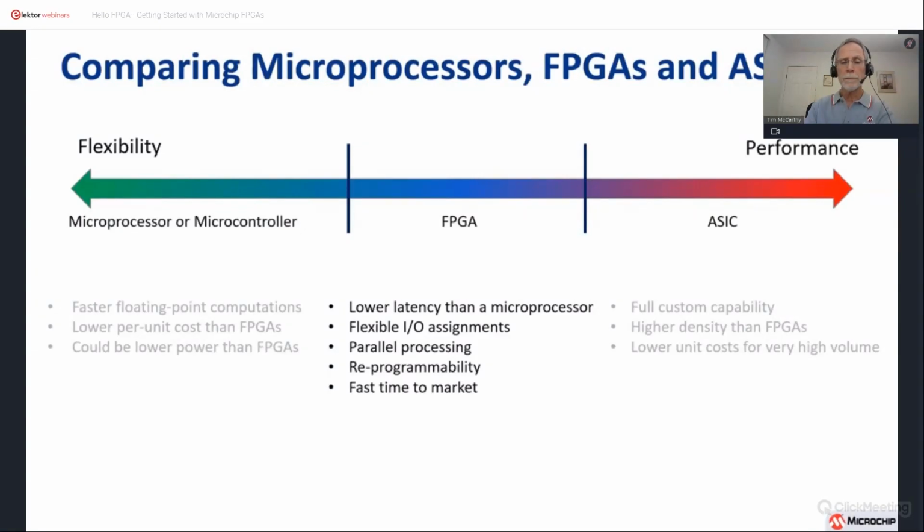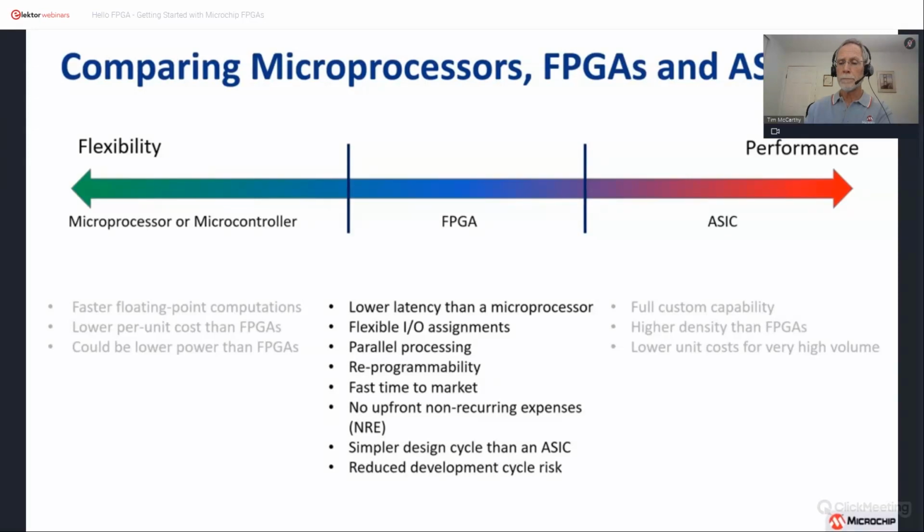Compared to an ASIC, FPGAs offer faster time to market because the devices can be configured in the lab and modified as needed. Implementation times can be as short as a few days. FPGAs don't require any upfront non-recurring expenses like there are with an ASIC development. FPGAs have a simpler design cycle than ASICs. There's no complex floor planning or clock tree planning. And FPGAs have reduced development cycle risk.